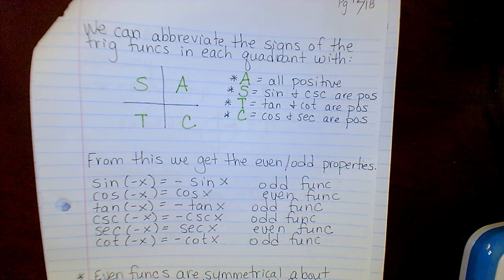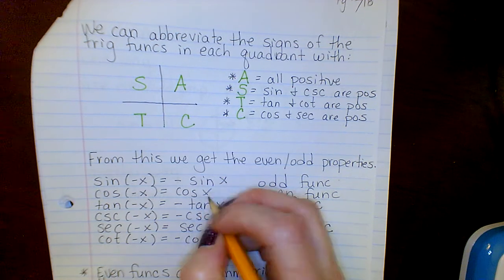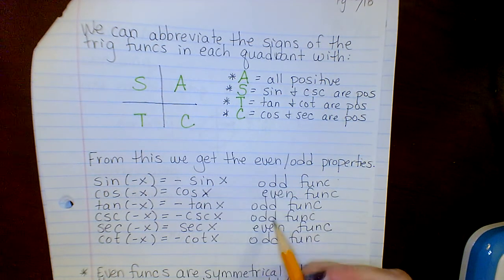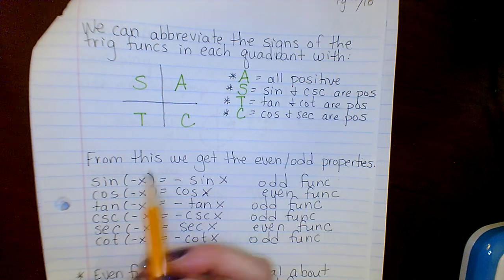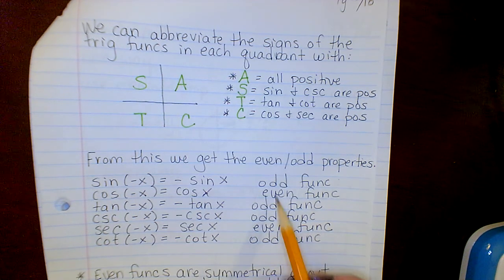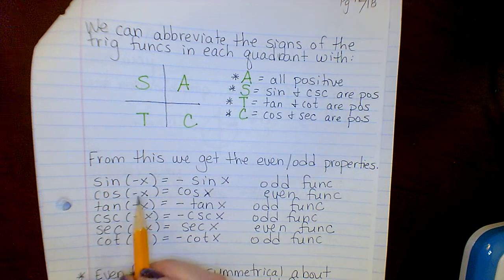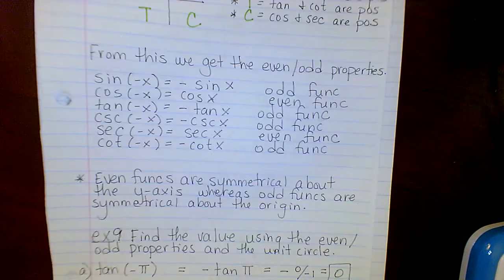The cosine function is an even function, so that means that the cosine of negative x is the same as cosine x. And then you'll notice that these odd functions all have the same kind of property, that this negative comes out front. The even functions act the same, that this negative and this positive, the function is the same, whether it's negative or positive. Okay, and then there's the symmetry I mentioned earlier.